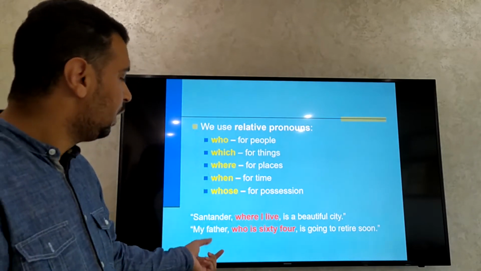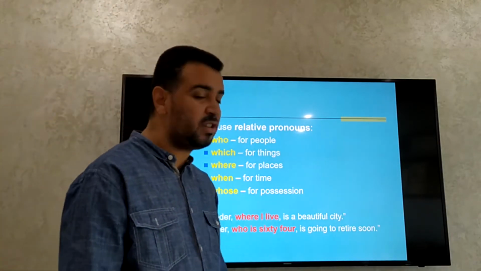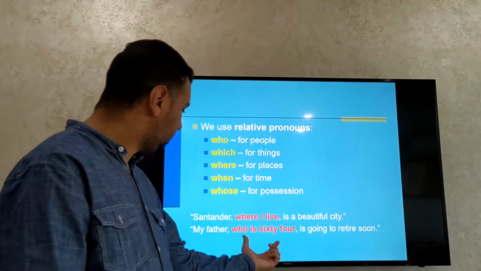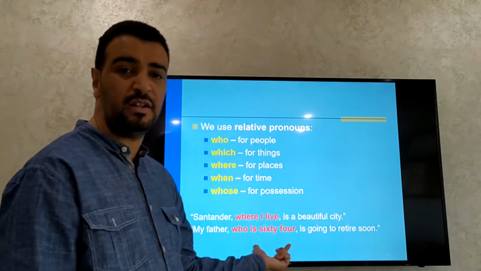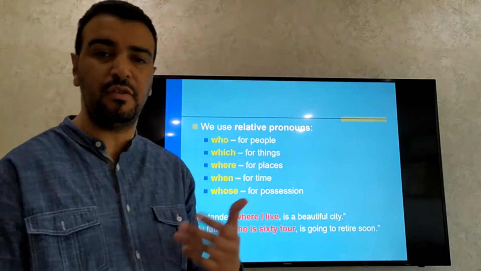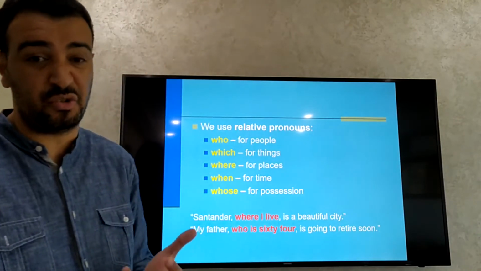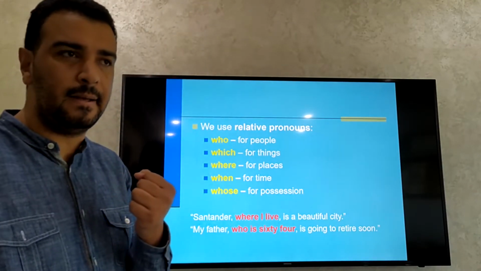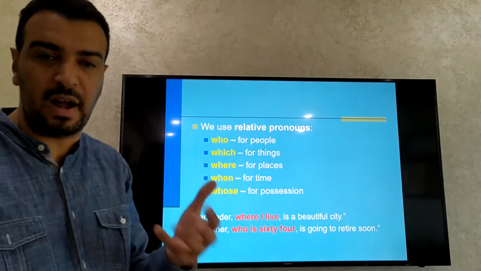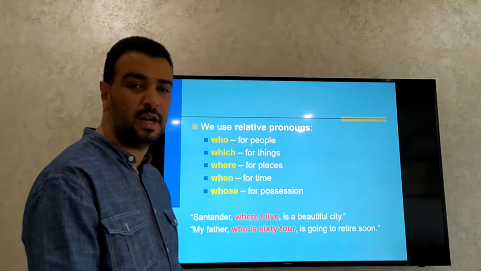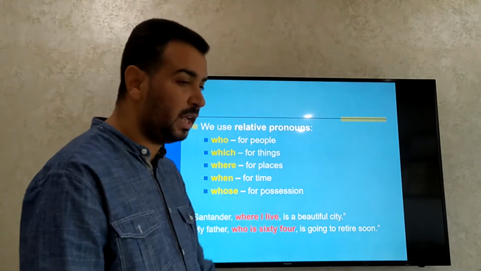My father, who is 64, is going to retire soon. Now, this information, this clause, provides additional information that is not restrictive, that is non-defining, so I can omit it altogether and still get a complete, full meaning.